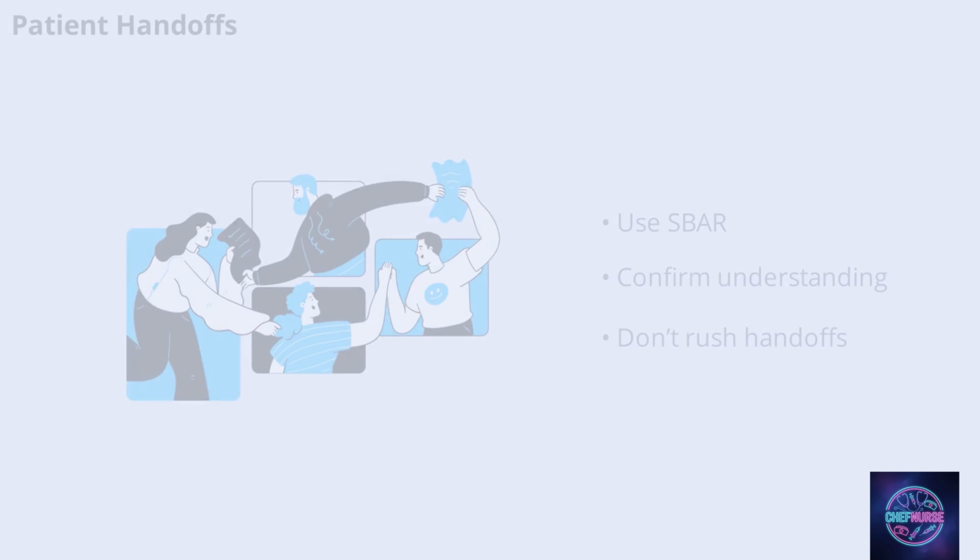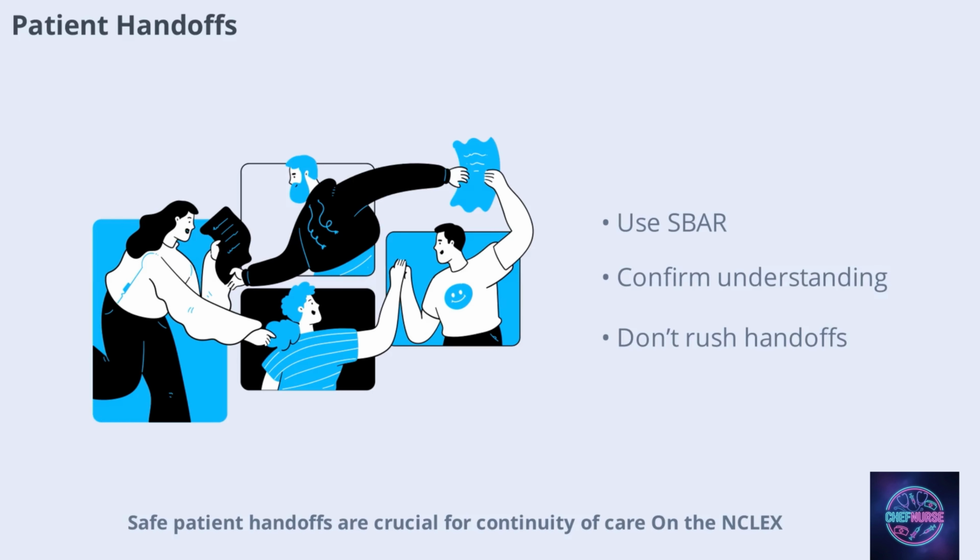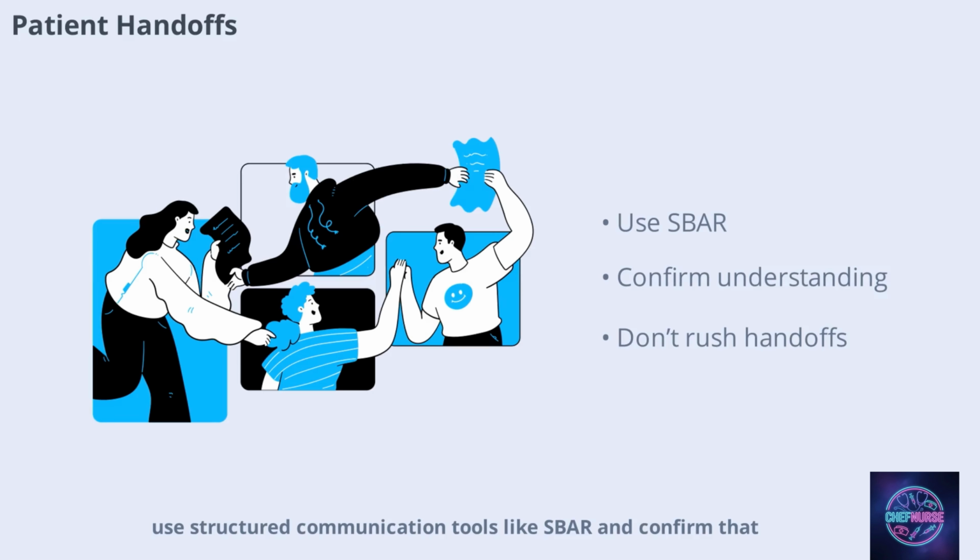Safe patient handoffs are crucial for continuity of care. On the NCLEX, use structured communication tools like SBAR and confirm that the receiving nurse understands the patient's status and needs. Never rush a handoff or leave out important details. Effective handoffs prevent errors and ensure patient safety.